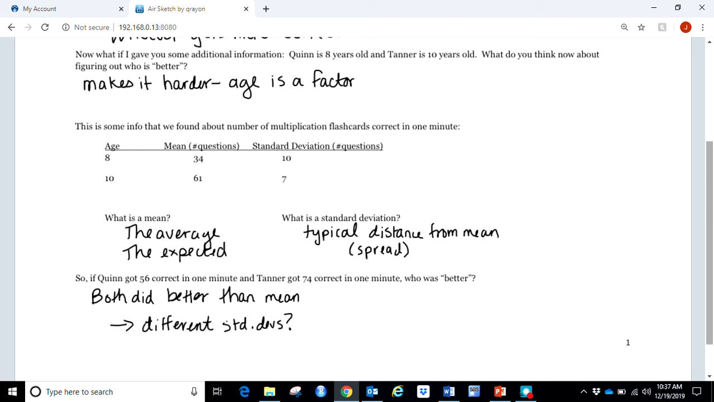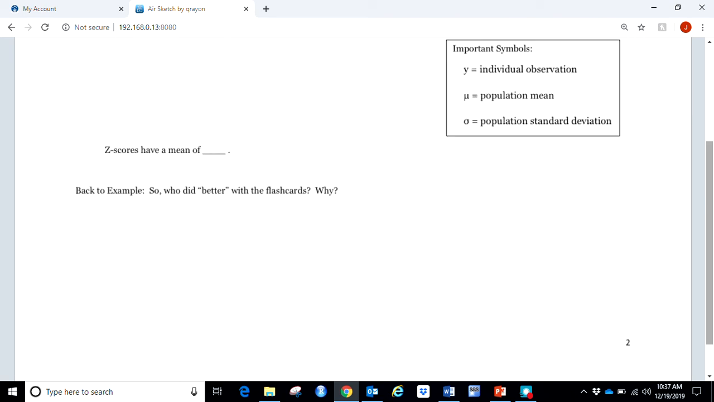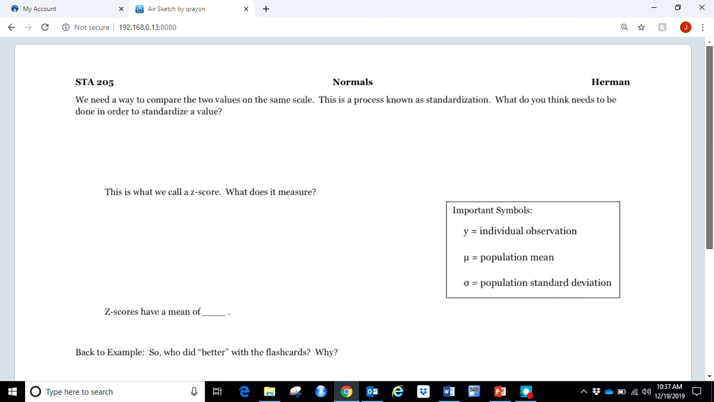So how can we use this fact? Well, what we need is a way to compare these values on the same scale. The way we do this is through a process called standardization. So let's talk about how we actually standardize a value first, just using terms that we understand, and then taking into account the symbols attached to it.